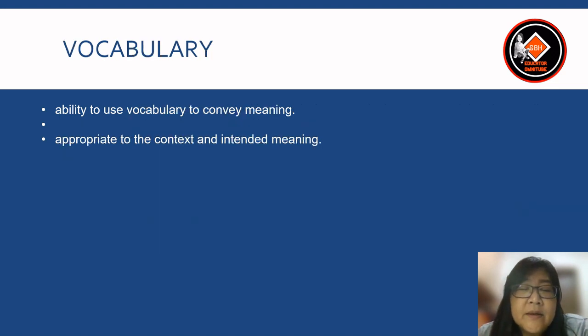Now let's look at the second content for the marks: vocabulary. Here, vocabulary is the ability to use vocabulary to convey meaning, and to use appropriate vocabulary which is suitable to the content and your intended meaning.